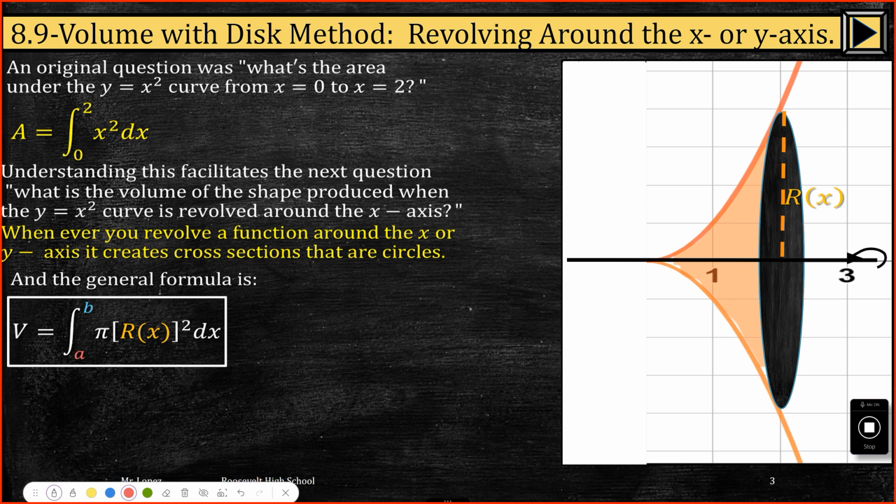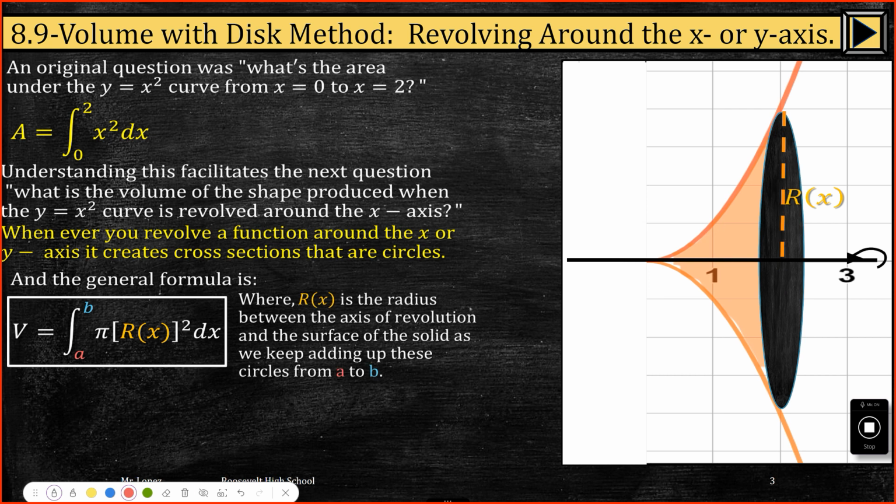r of x is the radius, no? The radius is the radius of this thing, and it keeps changing, but it isn't the function. That's it. r of x is the radius between the axis of revolution and the surface of the solid, as we keep adding up these circles from a to b.